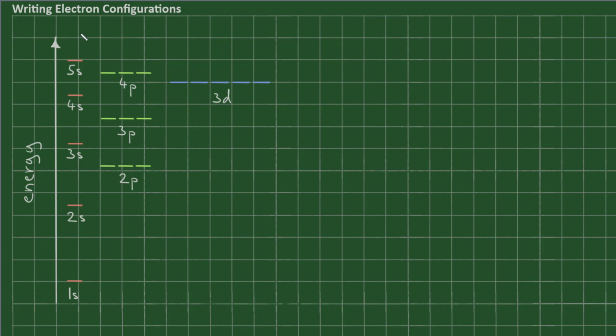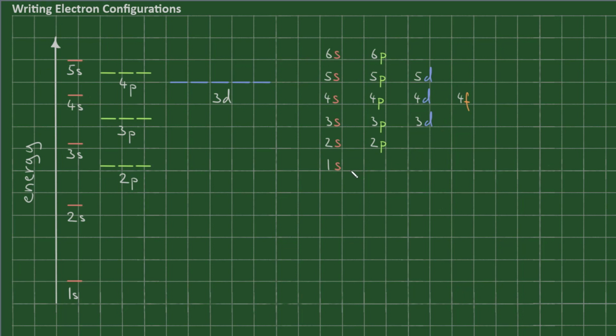This energy diagram is okay, but it is a little bit bulky. I need something more compact. And here it is on the right. I have written the orbitals based on the principal quantum number n. So at the bottom I have energy level 1, then energy level 2, 3, 4, 5 and 6.